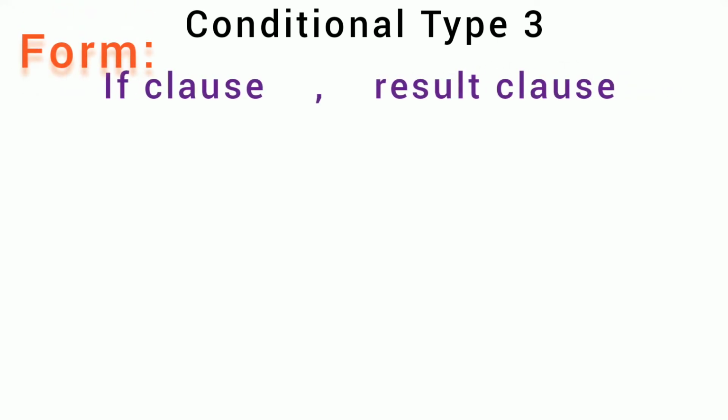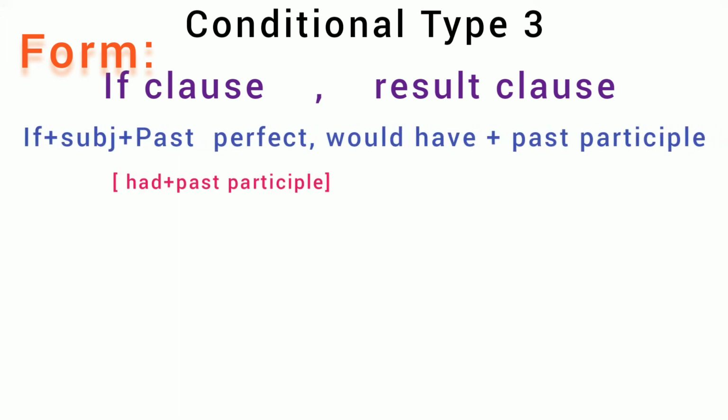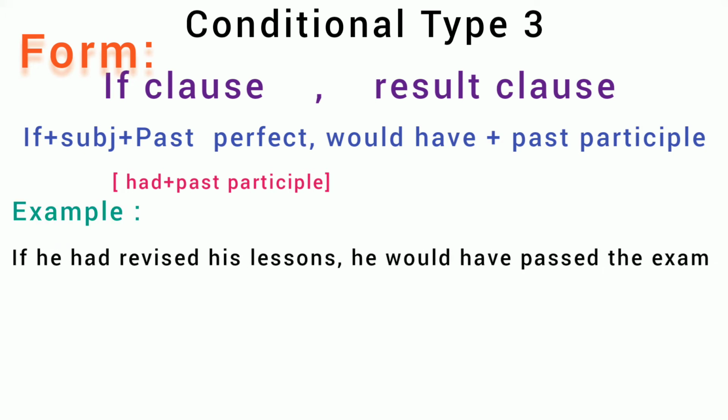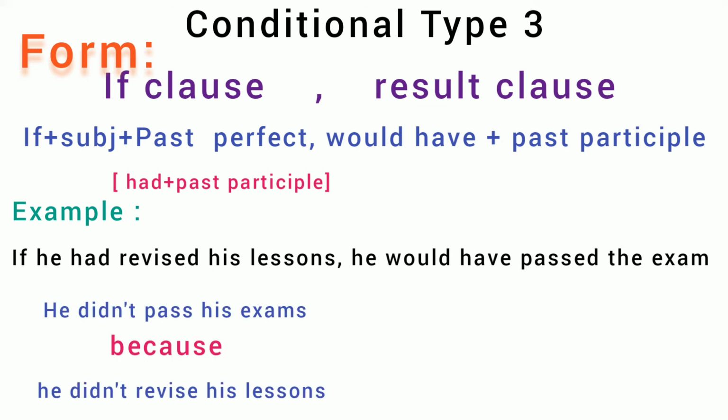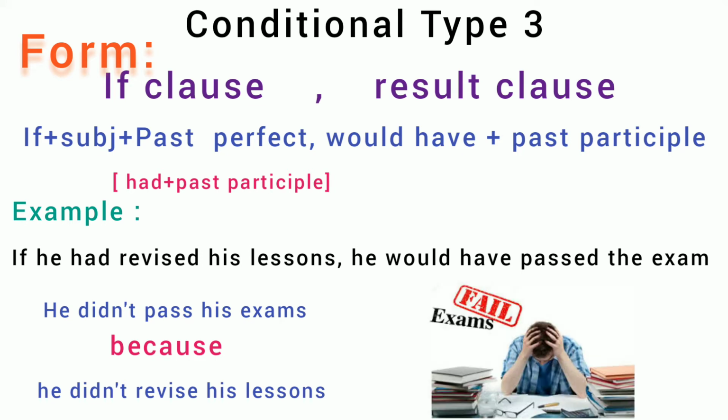Moving to the form, as usual كالعادة لدينا if clause وهي شرط, result clause أي النتيجة. So in the if clause we have if plus subject plus the past perfect وهو had زائد past participle, and in the result we have would have plus the past participle of the verb. As an example, أي على سبيل المثال لدينا if he had revised his lessons he would have passed the exam. يعني لو راجع دروسه جيدا لنجح في الامتحان. But he didn't pass his exams because he didn't revise his lessons.